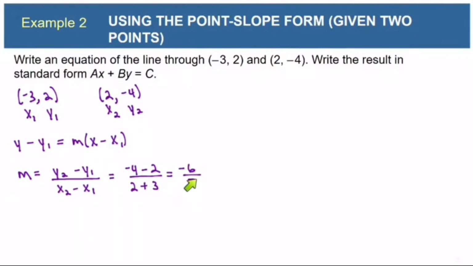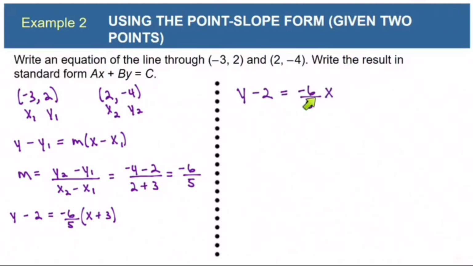Now we can use this slope with either point we choose. We'll get the same answer either way. I'm going to use the first point. So it's going to be y minus the y that I know equals m times x minus the x that I know. And we'll just totally disregard that other point. So y minus 2 equals our slope times x minus negative 3. All right, now go ahead and distribute the negative 6/5. That will give us negative 6/5 x minus 18 over 5.